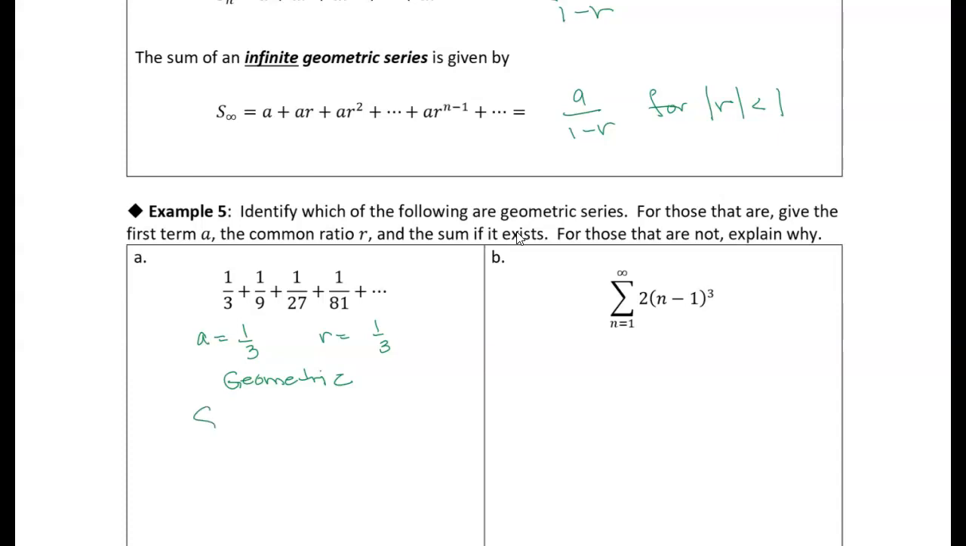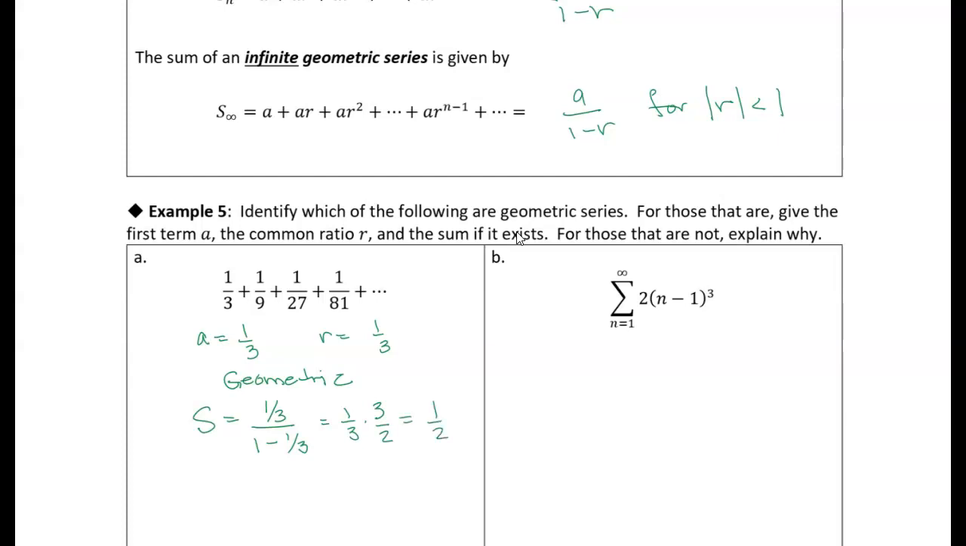Now let's find the sum. So the sum is equal to, I have it right up above, it's equal to the a value, so 1/3, over 1 minus r. So that's 1 minus 1/3. So basically it's 1/3 over 2/3, which we can also write as 1/3 times the reciprocal of 2/3, which is 3/2. And so what we get is 1/2.